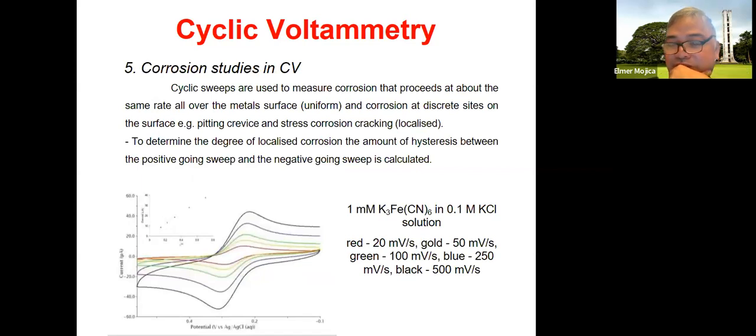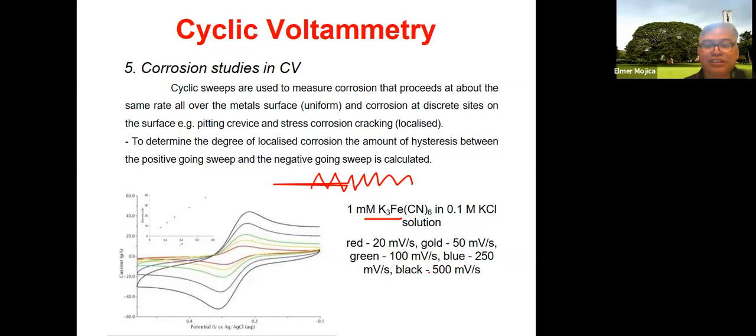Okay. And then you can use it for corrosion studies. So you can do some cyclic studies here. So these are different sweeps. So this is, we could just say, several triangles that you applied. Okay. So this is potassium ferrocyanide in 0.1 molar KCl solution. So the red, that's a 20 millivolts scan rate. The gold that you have there, 50 millivolts scan rate. The green that you have there is what, 100 millivolts scan rate. So you just change the scan rate there and see the difference that you have.